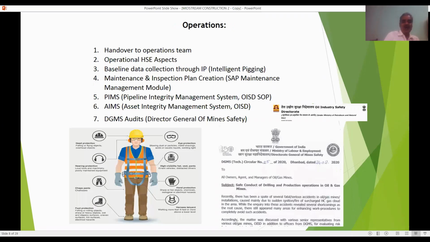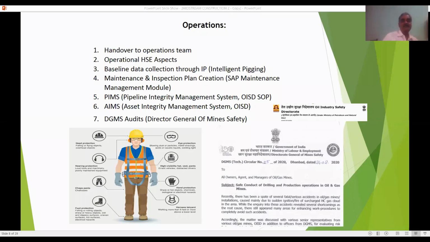Operations. Once you start the operation, the system is handed over to the operation team, along with operational HSE aspects and baseline data collection through IP, intelligent pigging. Baseline data means the thickness of the entire pipeline, 360 degrees, calculated every minute. This is called IP operation. This intelligent pigging activity is most important to get the beginning, starting dimensions of the thickness.